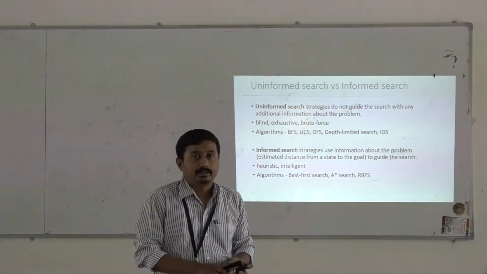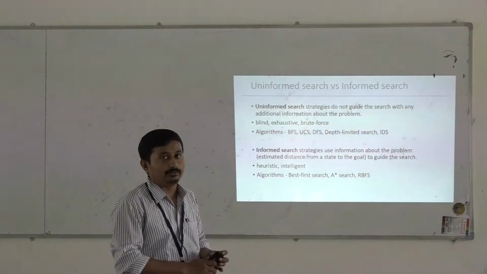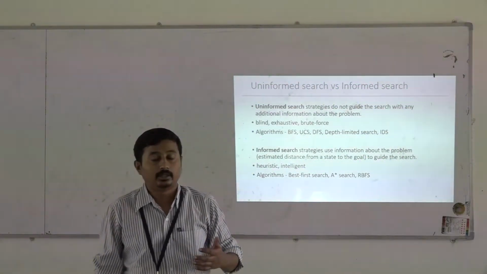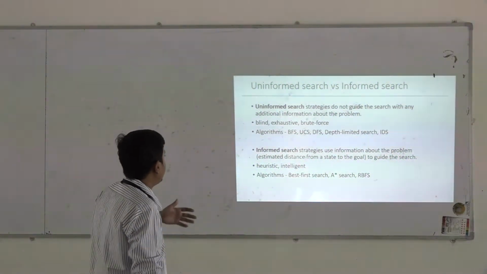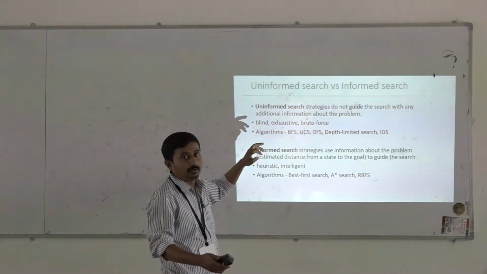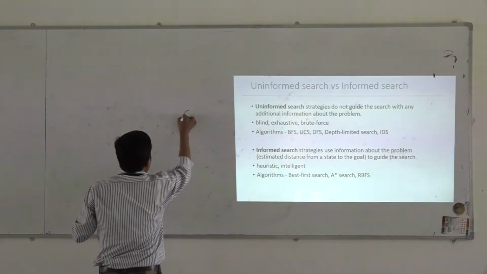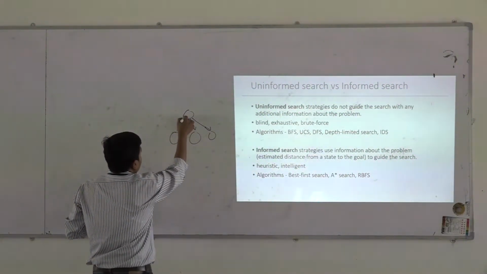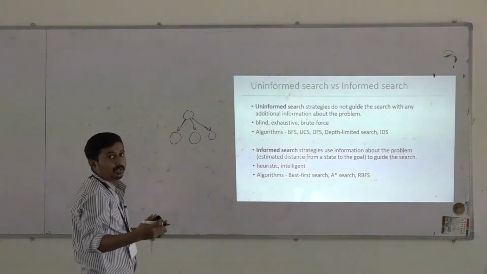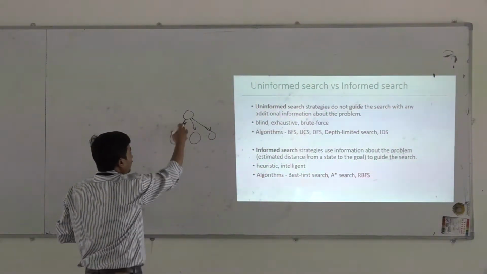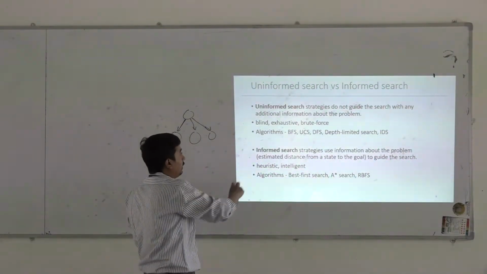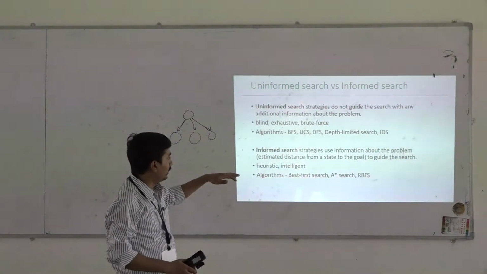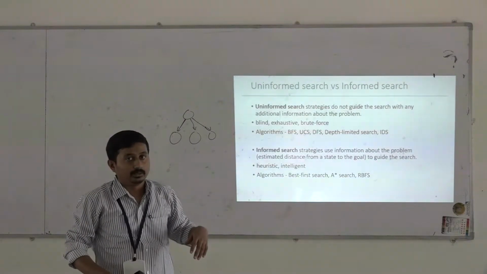There are basically two categories of search strategies: uninformed and informed search. In uninformed search techniques, we don't have any additional information to guide us. So it will be just like a blind search. There is no extra information about which path to follow. There are different options available, right? Which branch to follow? There is no information available. So we are searching blindly. Our search is blind, exhaustive, and brute force. Algorithms are listed here, and we are going to see these algorithms in detail.